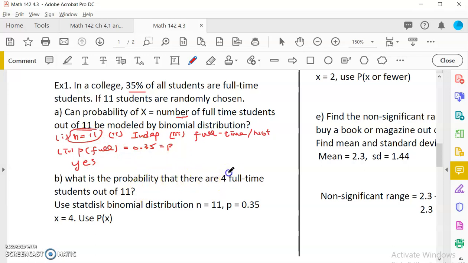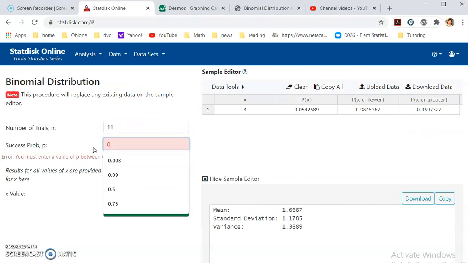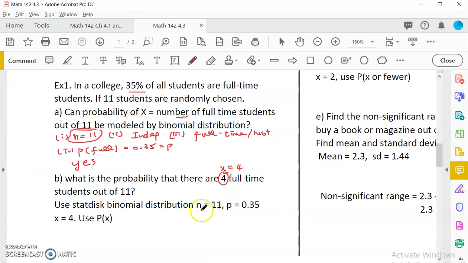What is the probability that there are 4? So that is X, right? X equal to 4 out of 11. So let's do StatDisk. We are selecting 11 students, 35% are full-time, and I want 4 full-time. So I evaluate. Probability of exactly 4 out of 11 is 0.243. Use P of X equal to 0.243, because you want exactly 4.